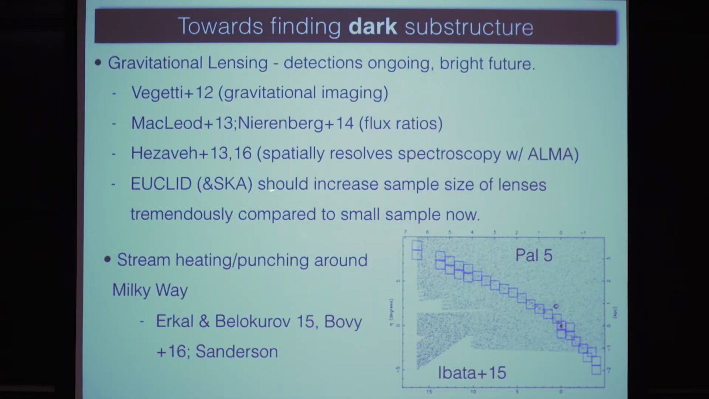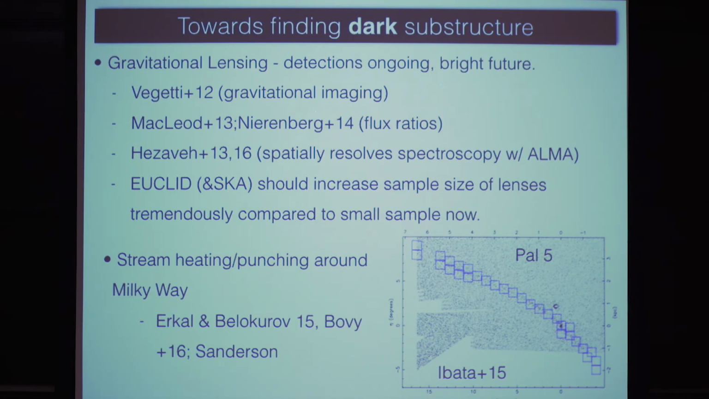There's a robust group of folks here at UCLA who are looking for this substructure via gravitational lensing. This is Tommaso Treu's group. And there's lots of different methods using gravitational lensing to look for substructure with flux ratio anomalies. There's something called gravitational imaging. There's new ideas of using ALMA to find this substructure. And Euclid and SKA are going to find way more of these things.